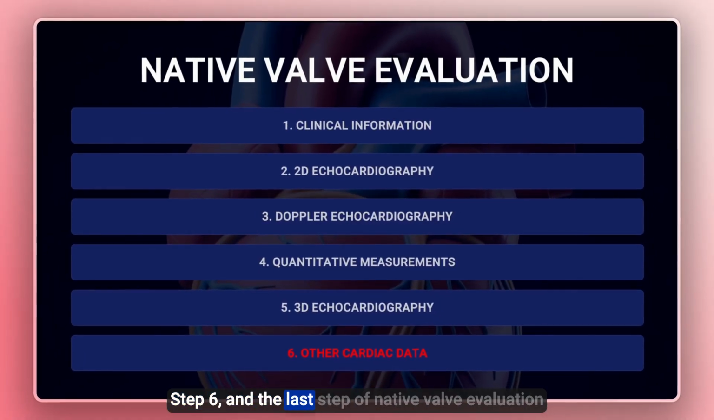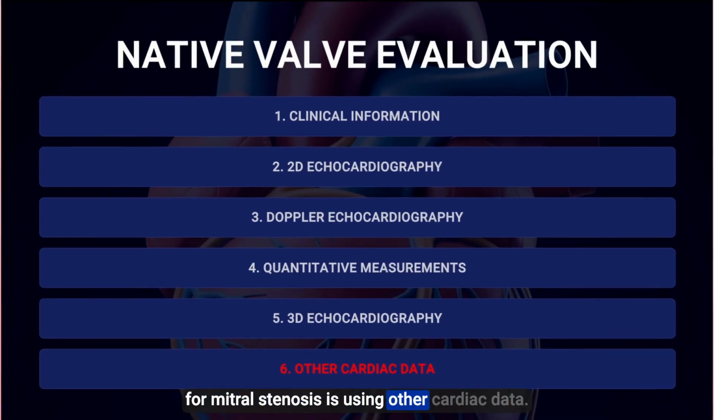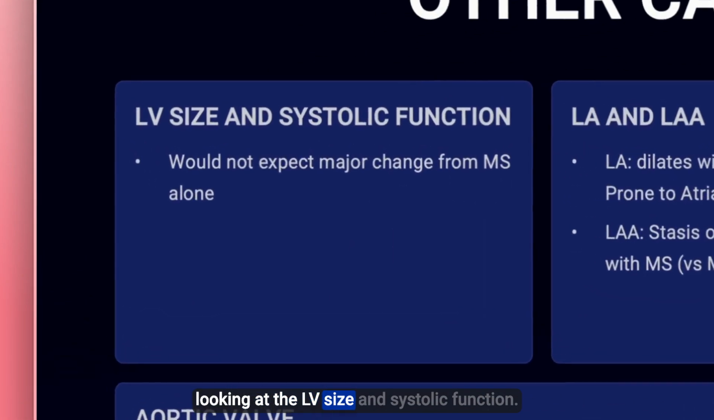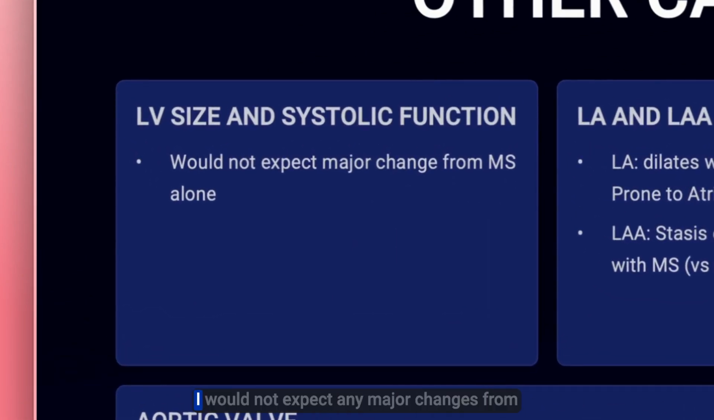Step 6 and the last step of native valve evaluation for mitral stenosis is using other cardiac data. The other cardiac data that we'll look at when assessing mitral stenosis severity include looking at the LV size and systolic function. I would not expect any major changes from mitral stenosis alone, but frequently these patients are older and sicker, and it's important to have a baseline when you start surgery.